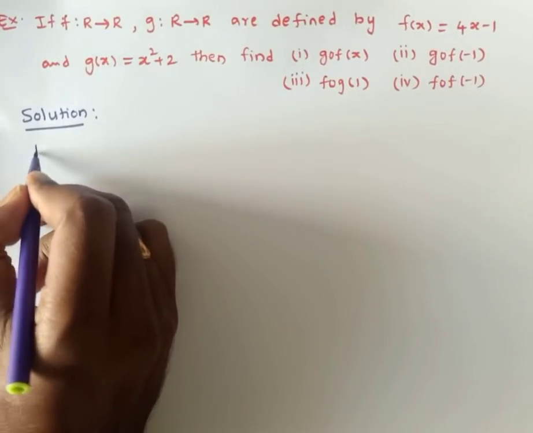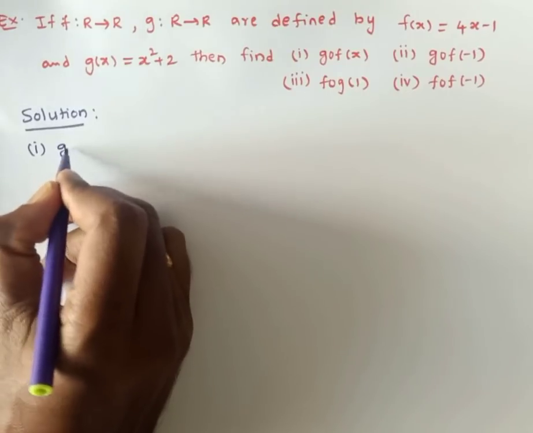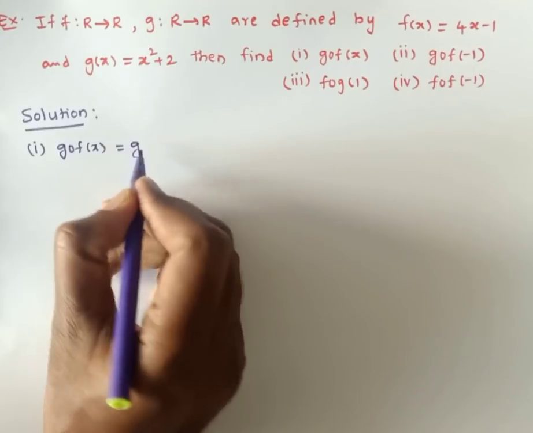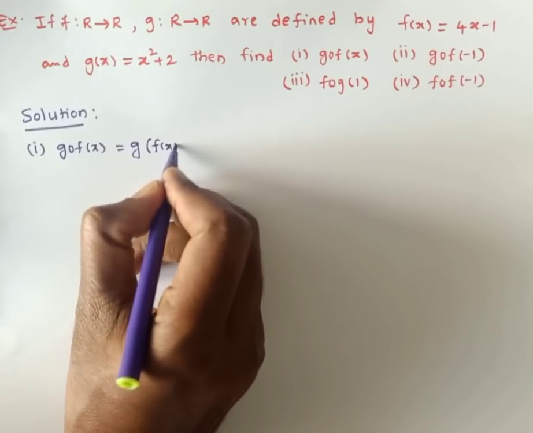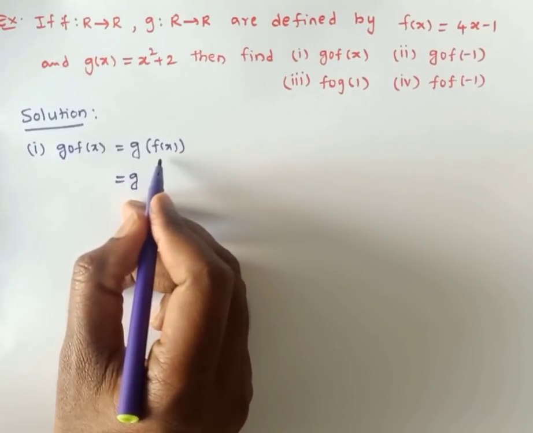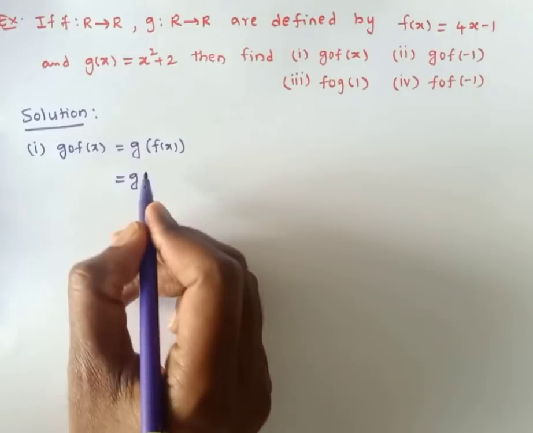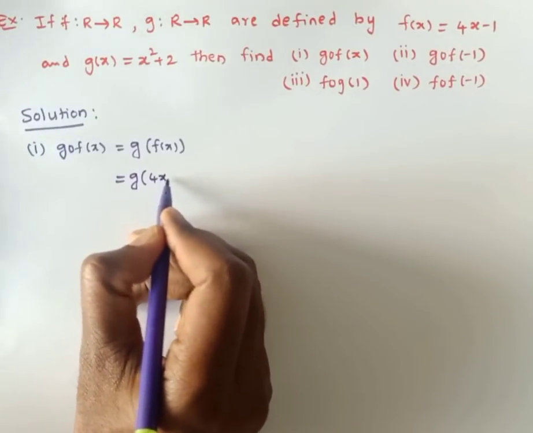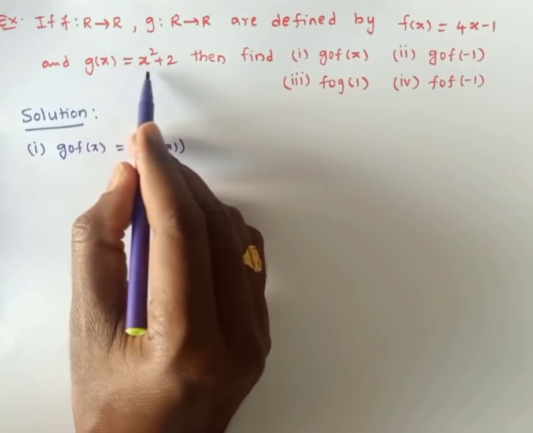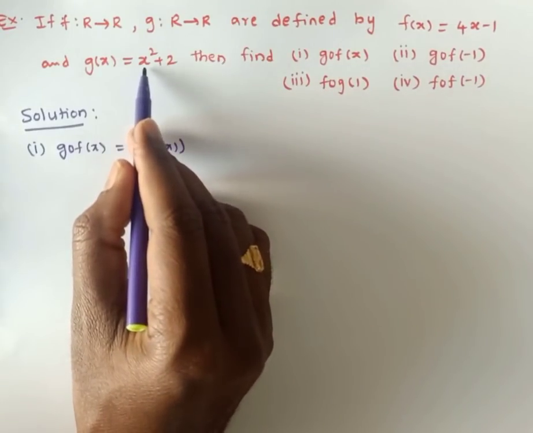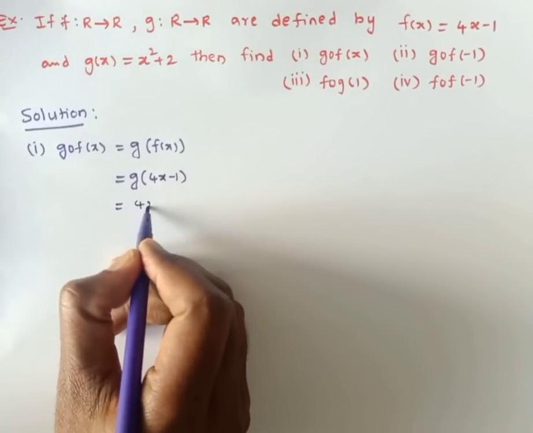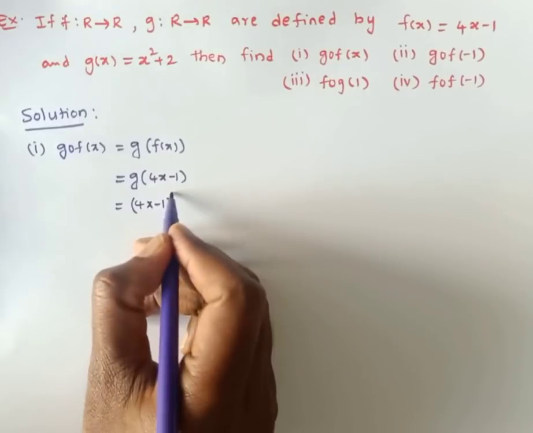The number one is g compose f of x. G compose f of x can be written as g of f of x, right? Now, what is f of x? 4x minus 1, so we can write this as g of 4x minus 1. Now it is in the form of g of x, and g of x is x square plus 2. So here you need to replace this x with this quantity, so that it is 4x minus 1 whole square plus 2.